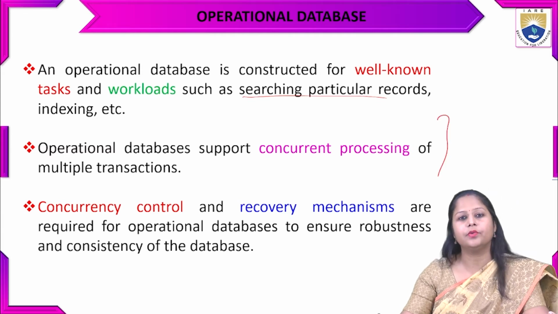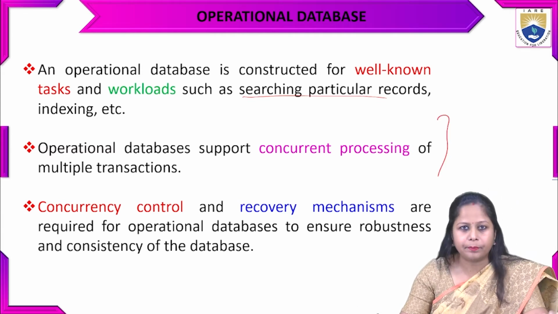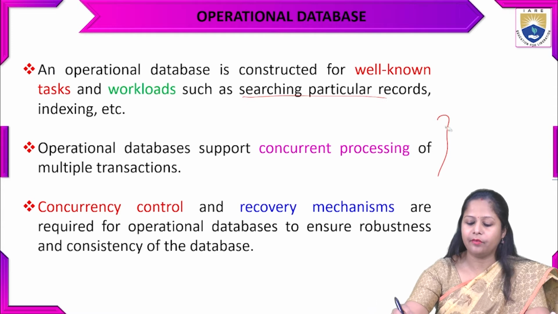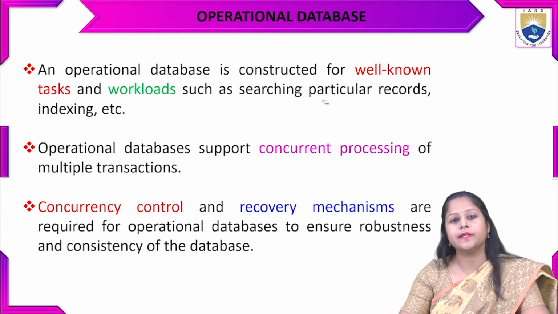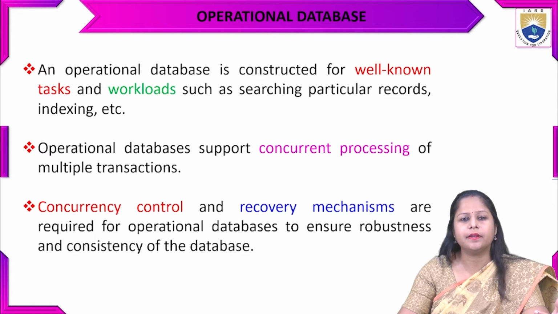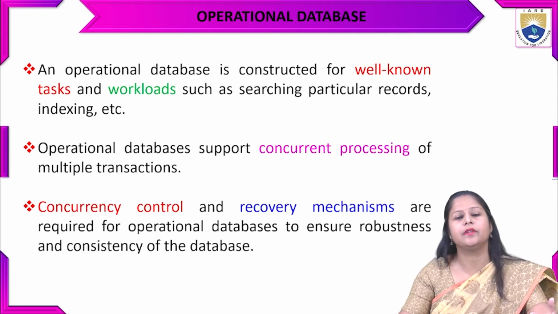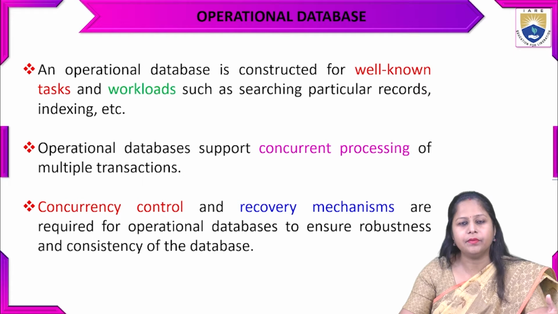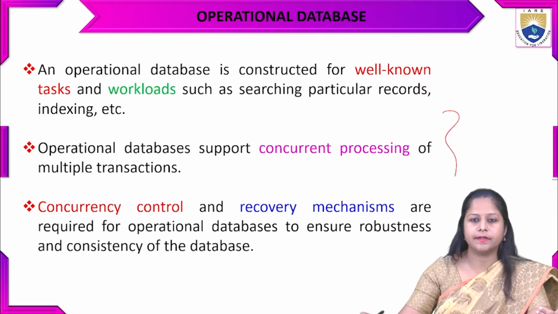An operational database is going to support the concurrent processing of multiple transactions. As we know, this is transaction data, and there will be multiple transactions, so concurrency will happen. What does concurrency mean? The different changes in the database will be maintained by concurrency control. So that type of processing will be done on the multiple transactions.